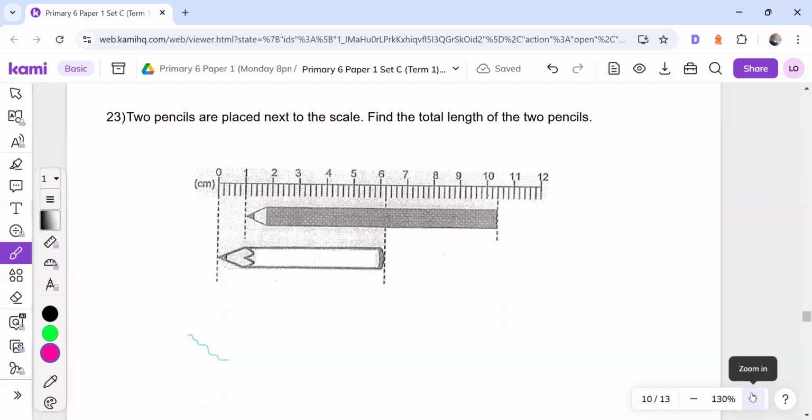The answer is 15.6 cm. And how do you get 15.6? You look at the longer pencil, that is 1 cm. And then this is what? Oh, you have to start counting already. But you have to count the gaps. Count the gaps from between 10 to 11. How many gaps? 1, 2, 3, 4, 5. So you have 5 units, which is how big? So you take 10 minus 9, that will be 1 cm.